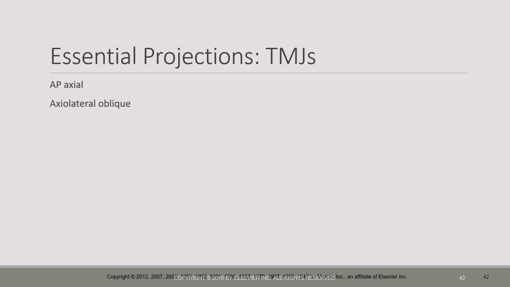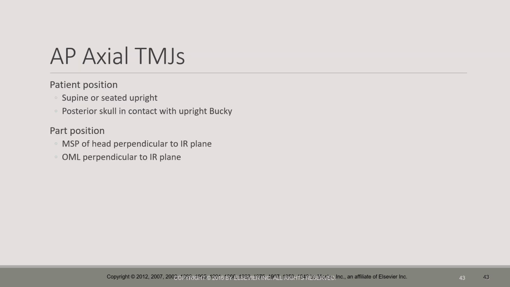For our TMJs, we're going to do a very steep, kind of a Townes again, but we're increasing the tube angle for this. So it's just called AP axial TMJs. And then we do an axial lateral oblique, similar to the mandible, but for the TMJ joints. So we're actually going to angle caudad instead of cephalad for the axial lateral oblique of the TMJs. Okay. So if you're doing a TMJ study, you're going to do both of these projections, left and right.